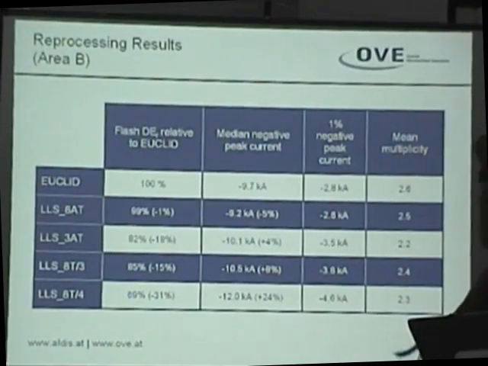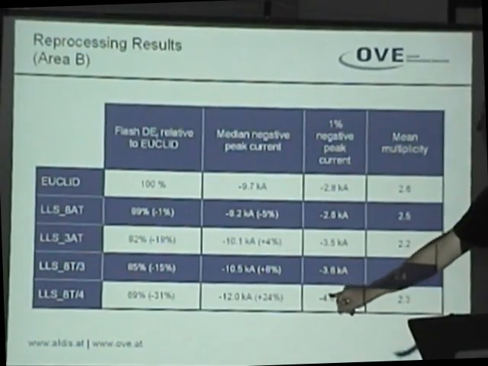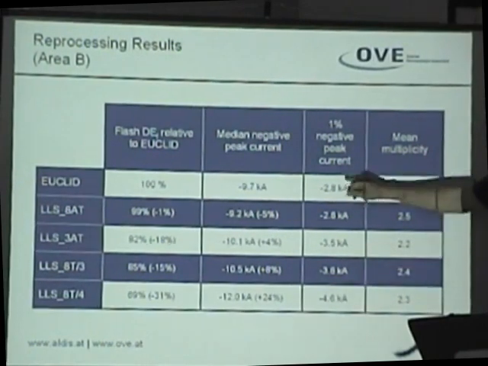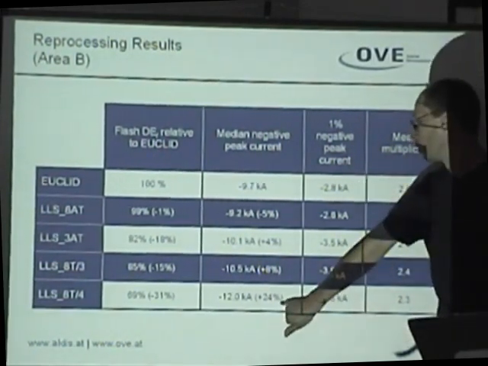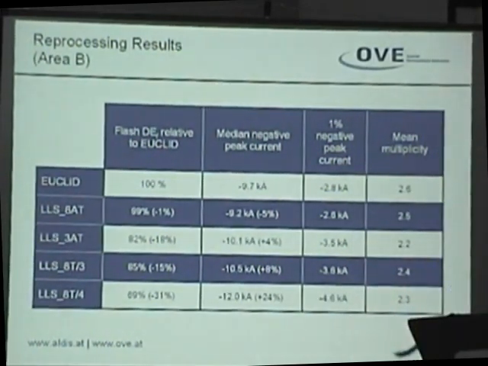And of course you will see that the 1% negative mean peak current is increasing relative to Euclid, and also the median peak current is increasing. And this of course influences also the multiplicity, because some of the individual strokes are not detected, so the multiplicity is lower than for the Euclid network.